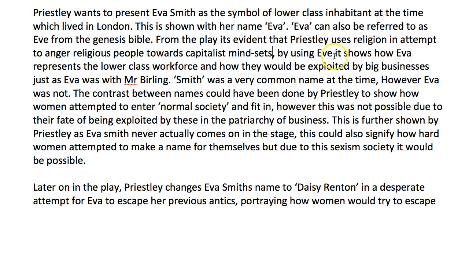Well, actually, no, the point of Eve is that she's the mother of everybody. So if you're using the analogy of Eve, you're saying that Eva doesn't just represent the working class, actually she represents all women. So anyway, they would be exploited by big businesses just as Eva was, it should be by Mr. Birling. Smith was a very common name at the time.